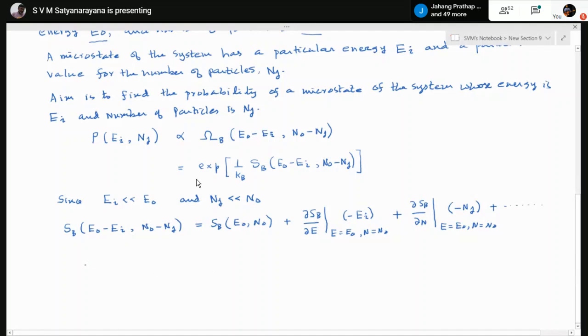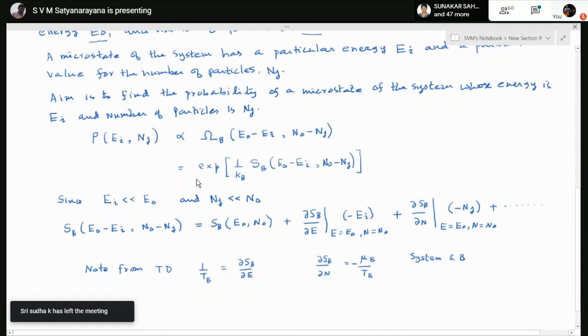And note from thermodynamics that 1 over T is equal to the partial derivative of S_B with respect to E. Of course, this is the temperature of the bath, but the temperature of the bath is the same as the temperature of the system because they are in equilibrium. So you can say that this is the common temperature. Similarly, you can write the partial derivative of S_B with respect to N as minus mu by T, I guess it is minus.